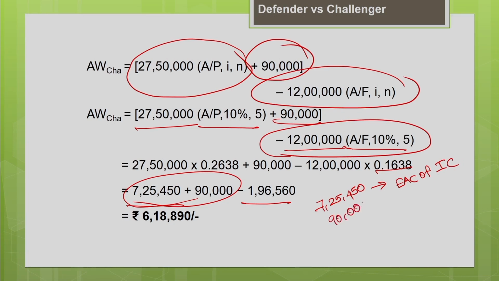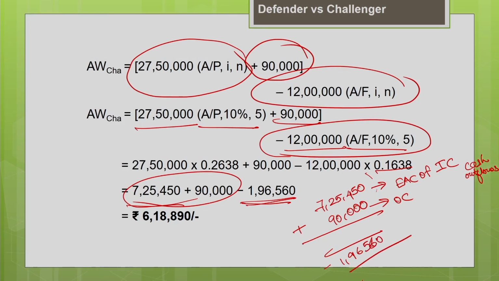90,000 is your operating cost of the machine. So, both are cash outflows. You have to add both. Okay. Now, your cash inflow is the salvage value minus 1,96,560. So, you will get the final resultant as 6,18,890. So, this is the cost liability of holding the challenger with you.